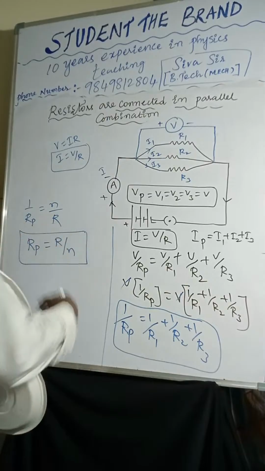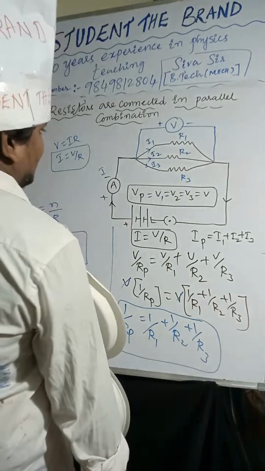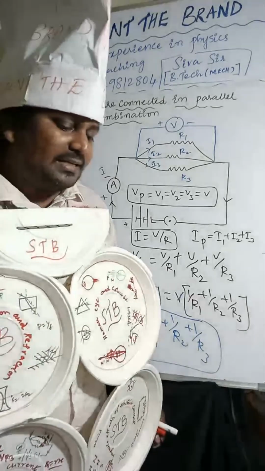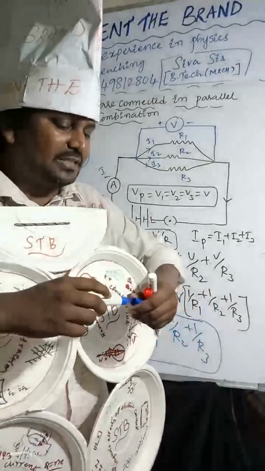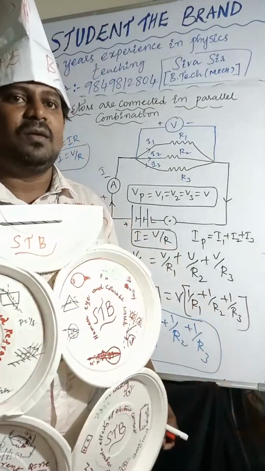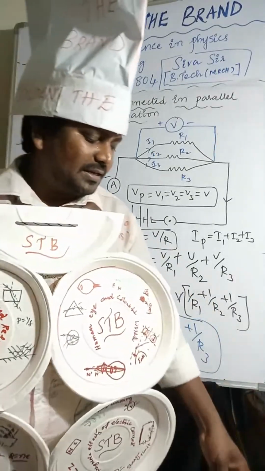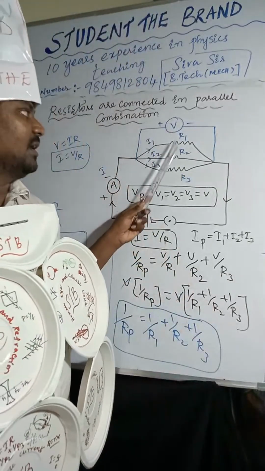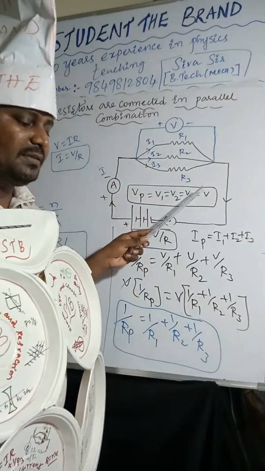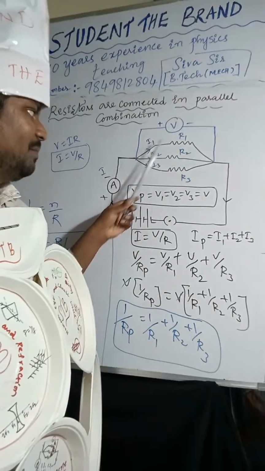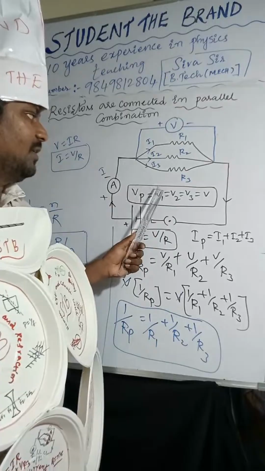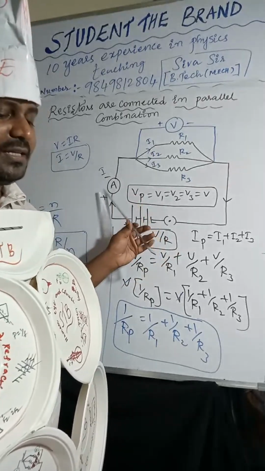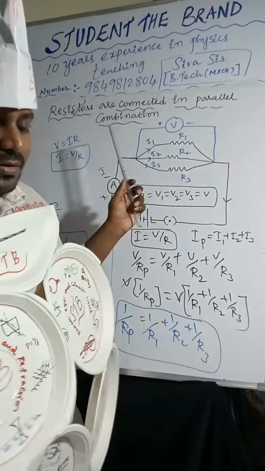Just check once: if resistors are connected in parallel combination. Here, once again, R1, R2, R3. Three resistors are connected in parallel combination. So Vp equal to V1 equal to V2 equal to V3 equal to V. Here whatever current is flowing is dividing.